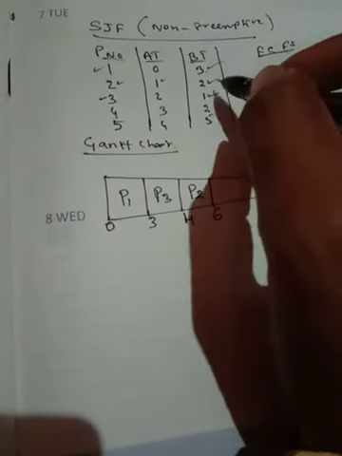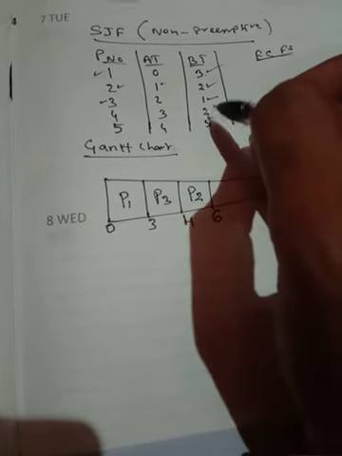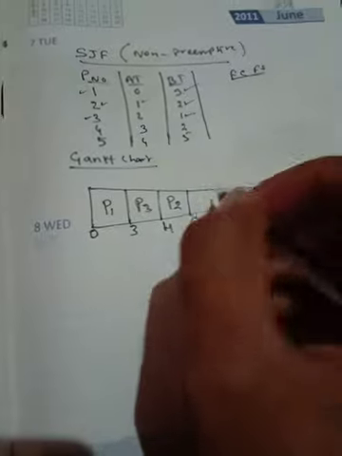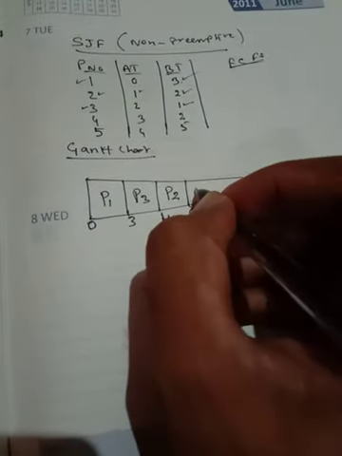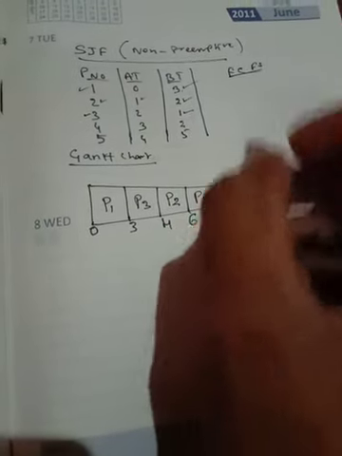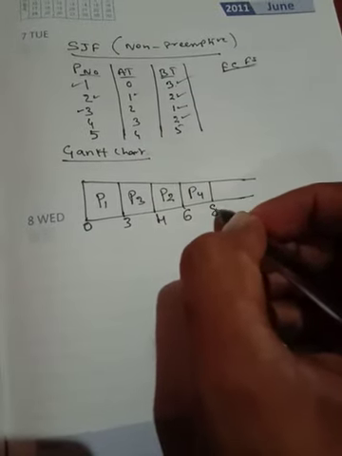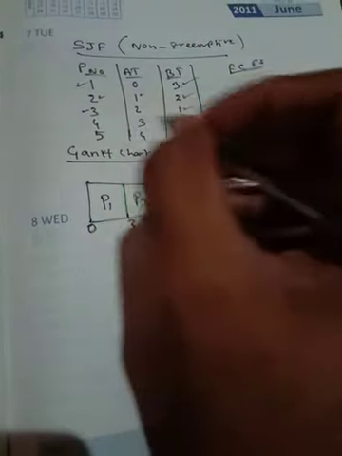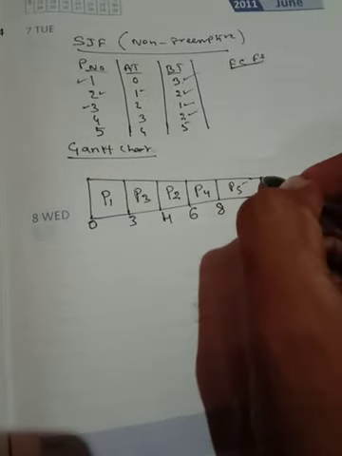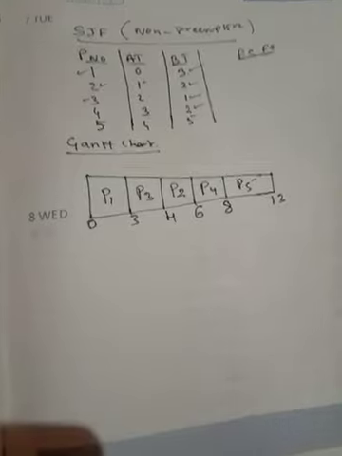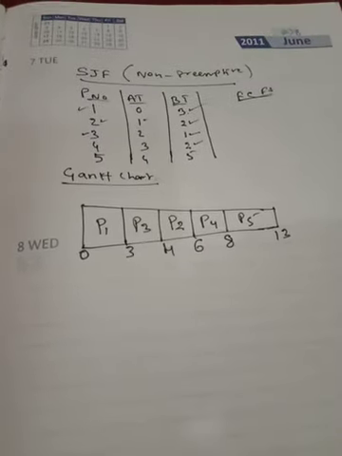Now the remaining are these two processes, 5 and 2. Obviously the next process will be P4, because it has the shortest burst time. So P4 will execute for 2 units. 6 plus 2 is 8. Last but not the least, P5 will be the last process in the queue, and 8 plus 5 is 13. Something like this it will happen.